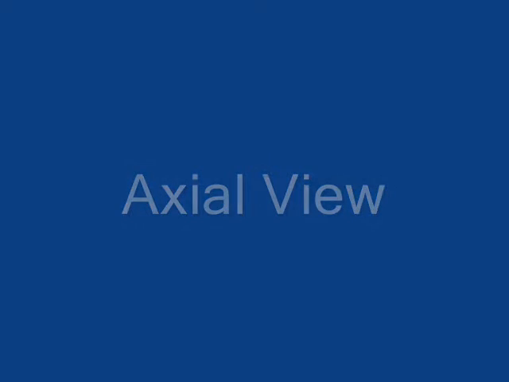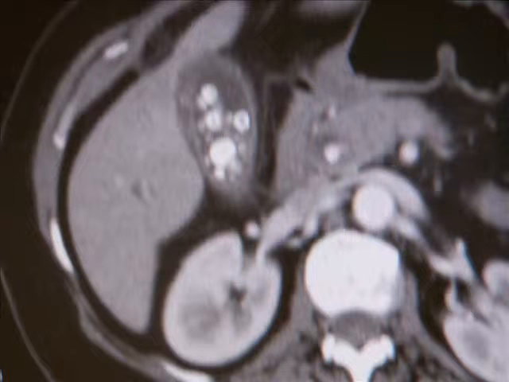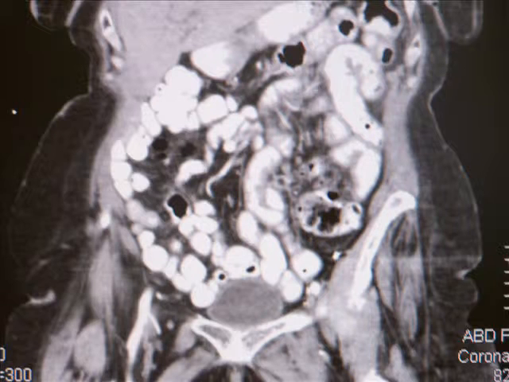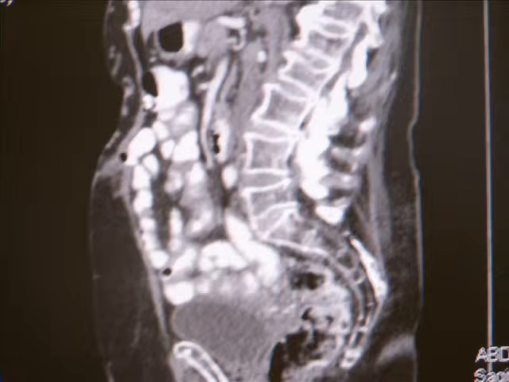This is an axial view of the abdomen. If you look in the upper left-hand corner, you can see an organ there with marble-shaped white dots. That is actually the gallbladder and is full of gallstones. This is a coronal view of the abdomen, which is a front view, front to back. Here is a sagittal view, which is a side view up and down. All these views are created from the axial view.